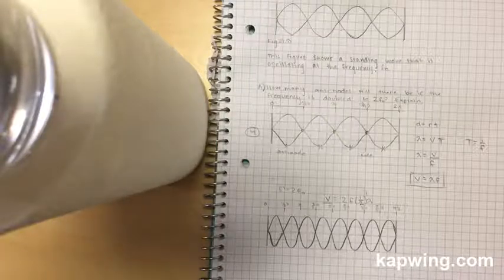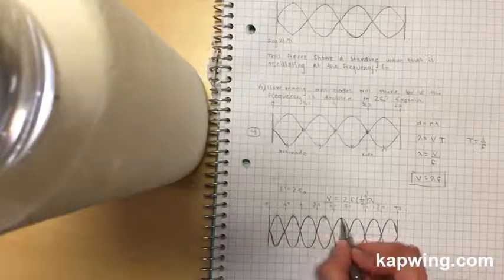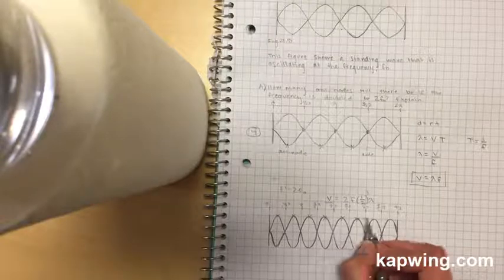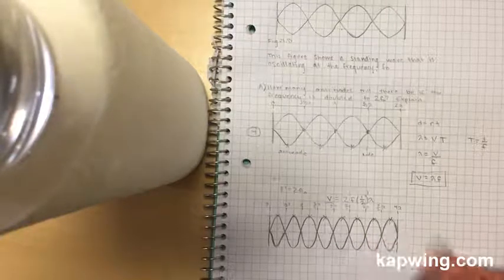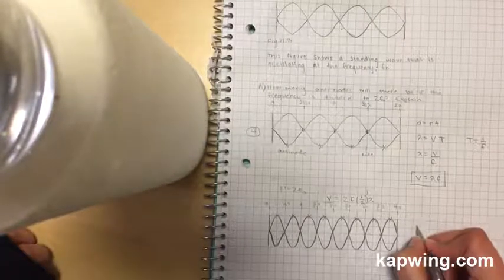So now we have our new wave with a doubled original frequency and half of the original wavelength. We can now count how many antinodes there are, and those again occur halfway between the nodes, and there are 8 of them.